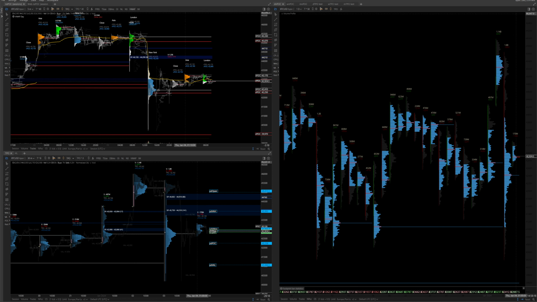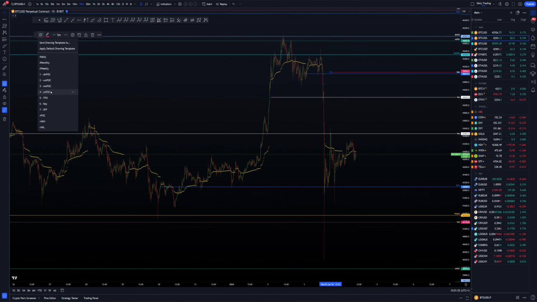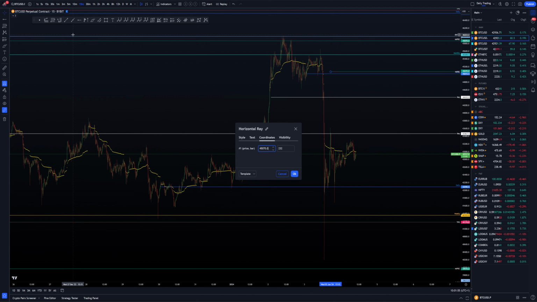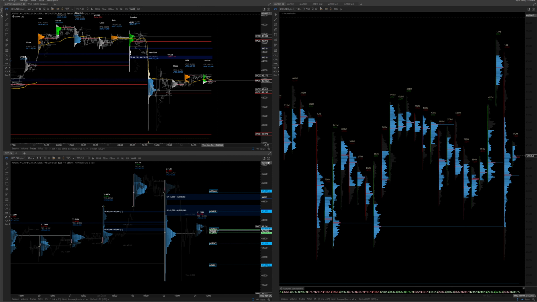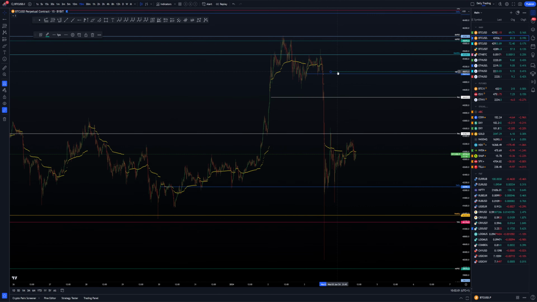So one naked session path on the top, so 45,070. Where are the levels here? Let's take this one. Perfect. So 45,070. Yes. 42,250.